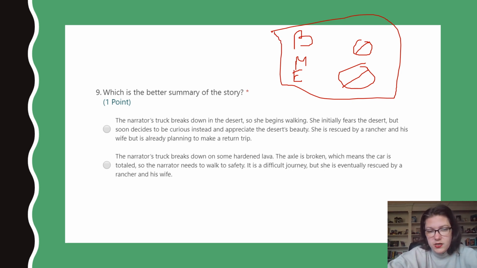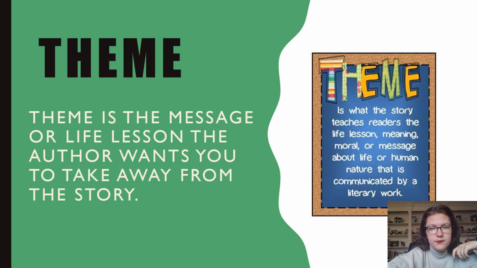Let's look at the second one. The narrator's truck breaks down on some hardened lava. The axle is broken, which means the car is totaled, so the narrator needs to walk to safety. It is a difficult journey, but she is eventually rescued by a rancher and his wife. Okay, so one of these two answer choices has extra details. Which one of these has extra details that you would not need in a summary? That's your wrong answer. Hopefully that helps with that question.